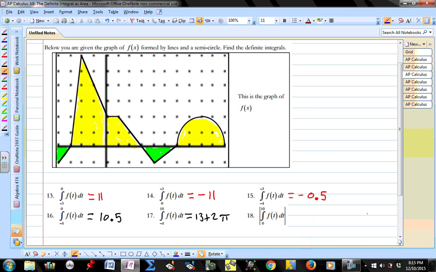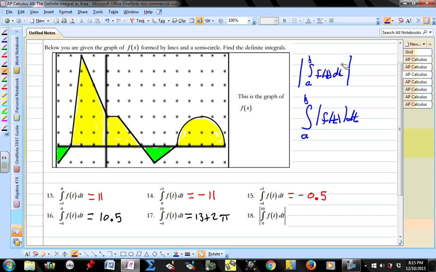Okay, number 18, we're talking about going from 0 to 10. And we're talking about taking the absolute value of the integral. Now I want to just point out something. Taking the absolute value of an integral is a little bit different than taking the integral of an absolute value. And the way you look at this is going to be a little bit different.